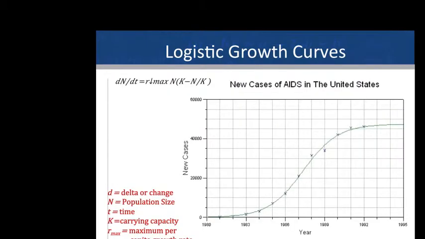So let's take a look here. This is new cases of AIDS in the United States, and I just like to put this up as an example. If I ask you what is the carrying capacity for AIDS according to this graph, what would you come up with if we were just having a conversation? We'd come up with roughly about 45,000 maybe as of 1995, where it's reached carrying capacity.